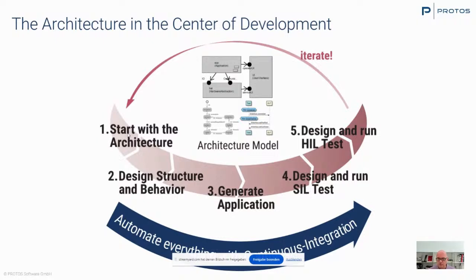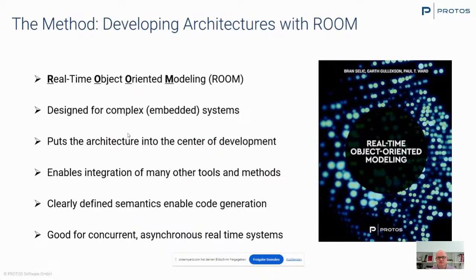And then, of course, you want to iterate. And the good thing here is you can iterate on the architecture level, on the design level, on the implementation level. It's always attached to the model. You can also iterate your software in the loop, your hardware in the loop tests. It's always in the model, or at least attached to the model. So this helps you a lot. And you still can refine your architecture later in the process, which is really hard to do on a C code level, for example. The method behind this all is real-time object-oriented modeling.